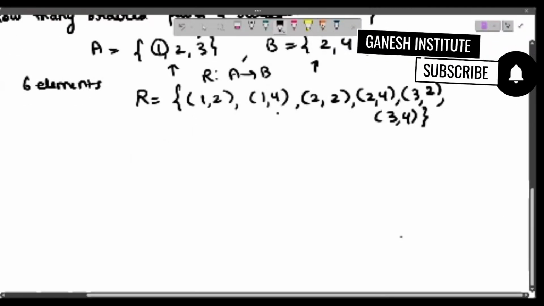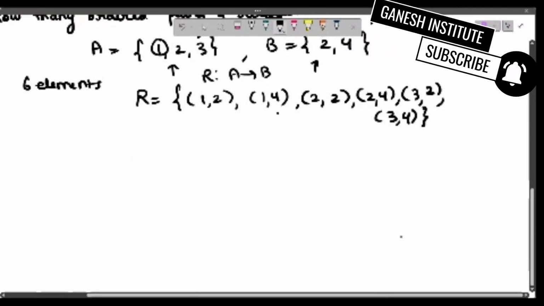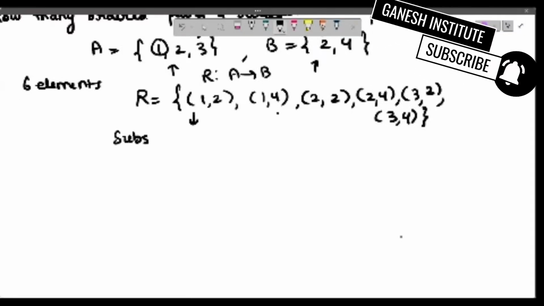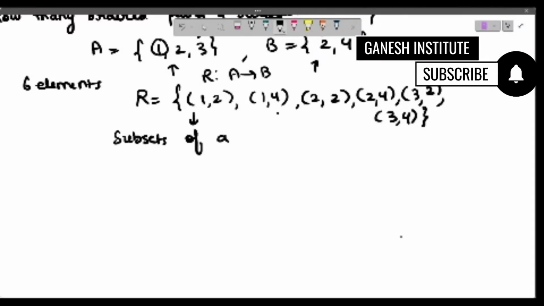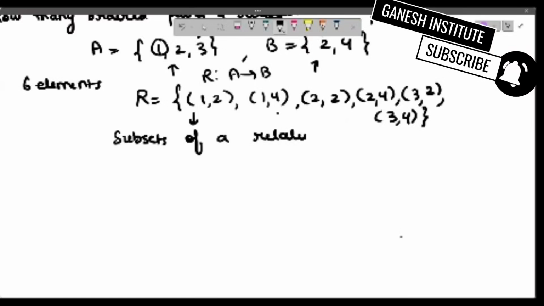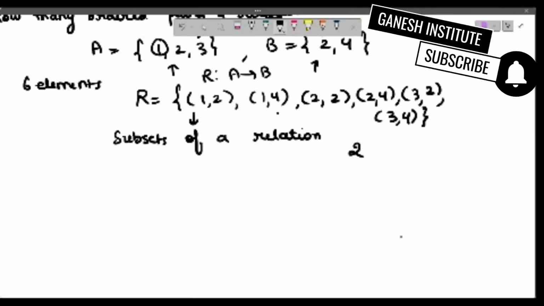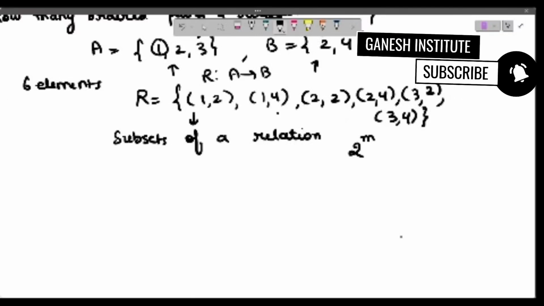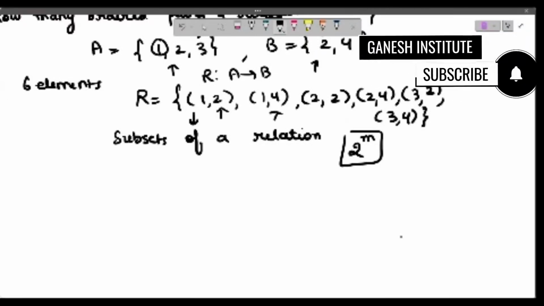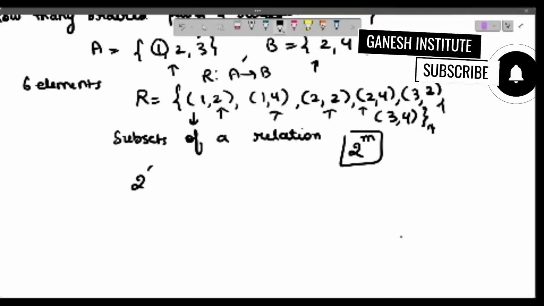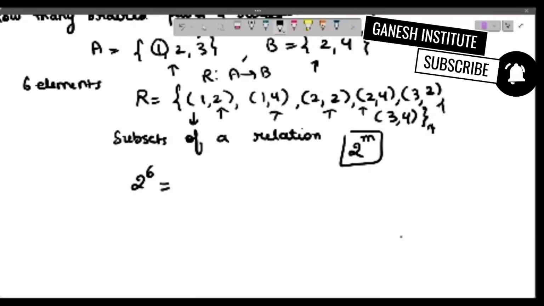Yeah. And then if you want to know how many subsets a relation will have, that is 2 raised to the power of the number of elements. So it has 1, 2, 3, 4, 5, 6 elements. So 2 raised to power 6, which is 64.